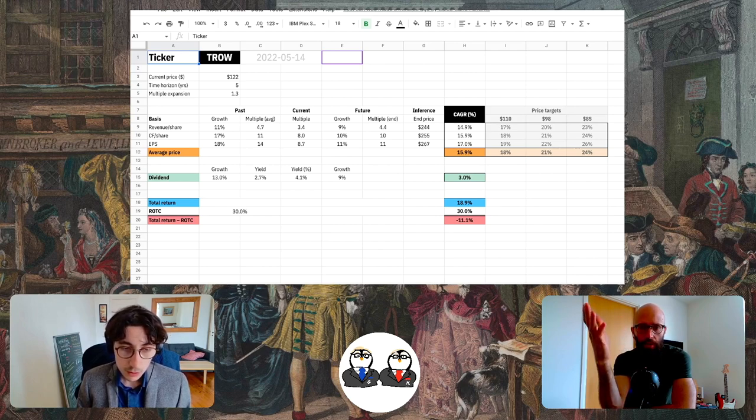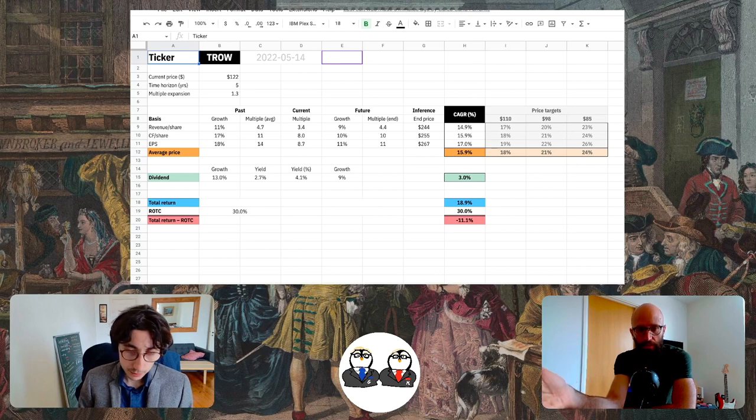we end up with the end price, which means the price that the stock will have in 5 years. And then we can calculate the CAGR in the next 5 years that would bring us to that price. We see an average CAGR at the current price of 15.9%, which is pretty sweet. It's pretty high. And this is mostly due to the recent, quite significant drop in price.